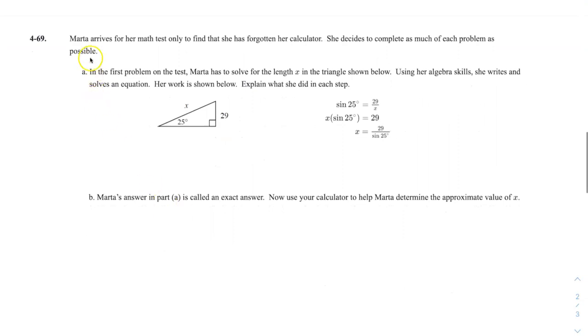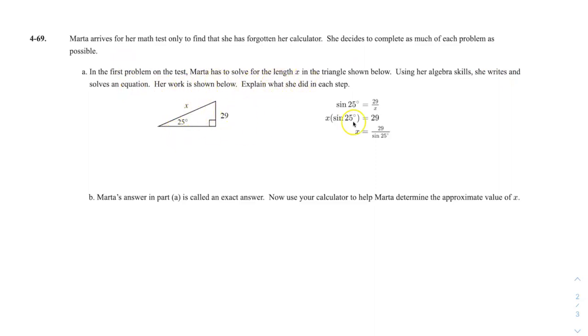Next problem. Martha arrives for her math test only to find that she has forgotten her calculator. Oh no. She decides to complete as much of the problem as possible. In the first problem of the test, Martha has to solve for the length x in the triangle shown below. Using her algebra skills, she writes and solves an equation. Her work is shown below. Explain what she did in this step.